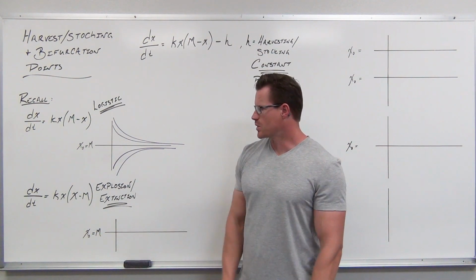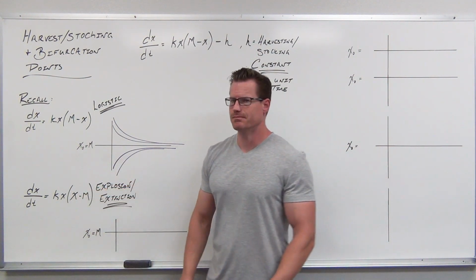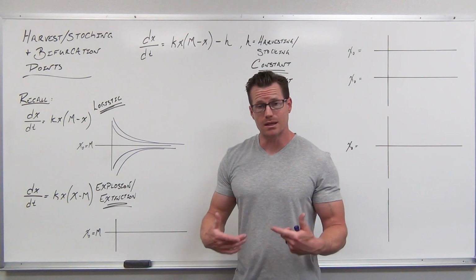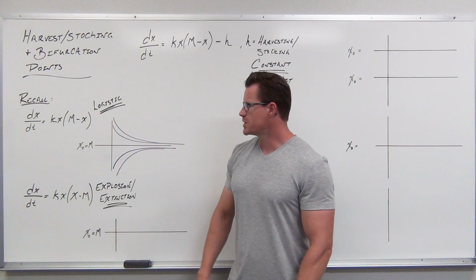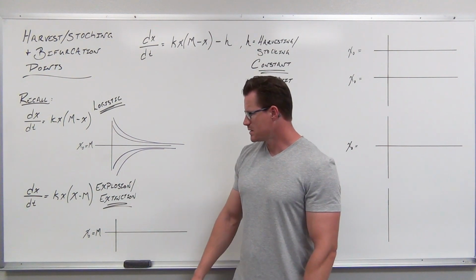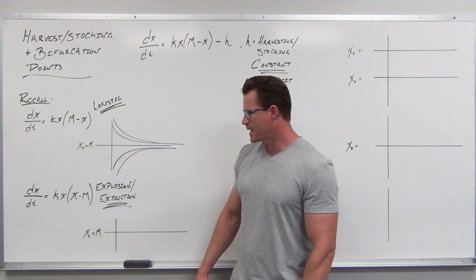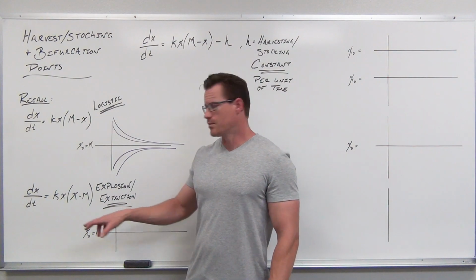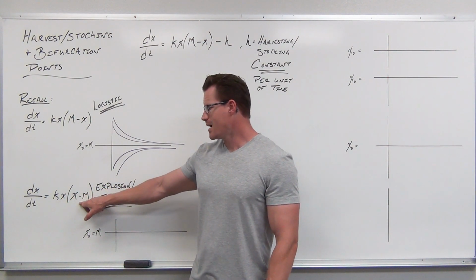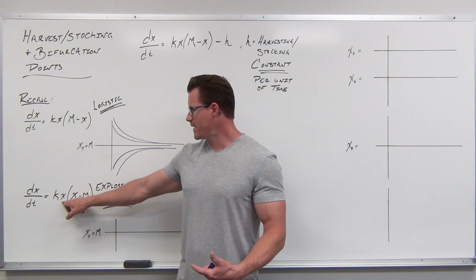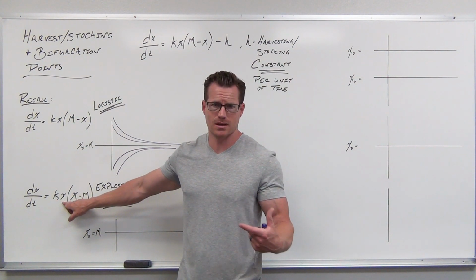Now, what if we change? What if we say, hey, we have a x minus m? It looks so similar, but we get a completely different picture. This is an explosion and extinction equation. Again, k would be positive, m is positive, so let's take a look at it. If we set this equal to 0 to find our critical points, we'd really still get 2, 0 and m. Well, that sounds just like that one. It is just like it. And in fact, the 0 doesn't really mean anything here either.